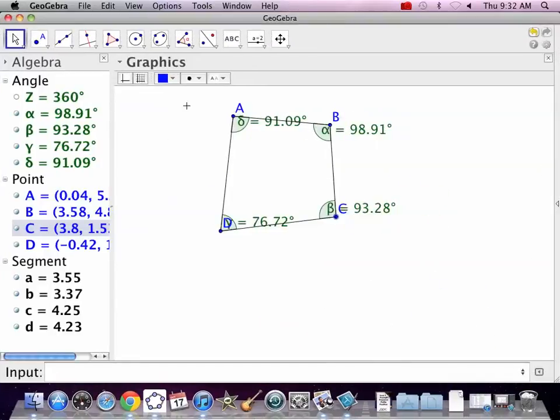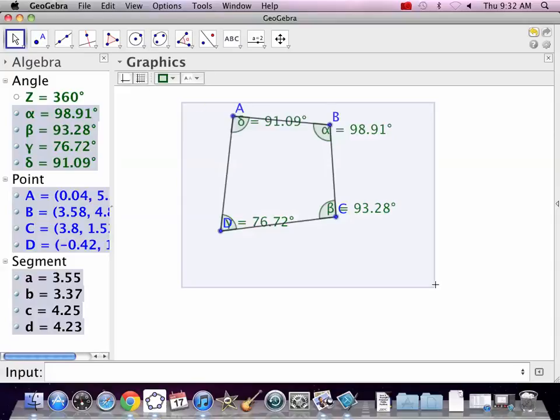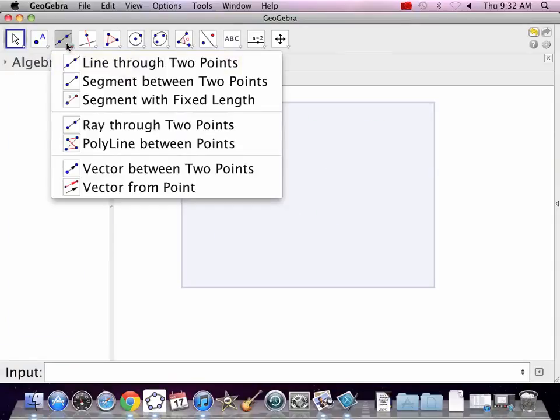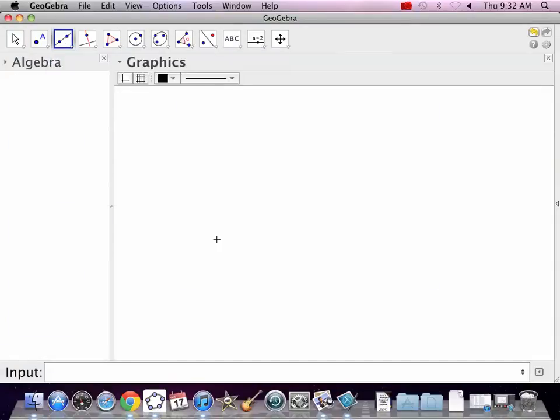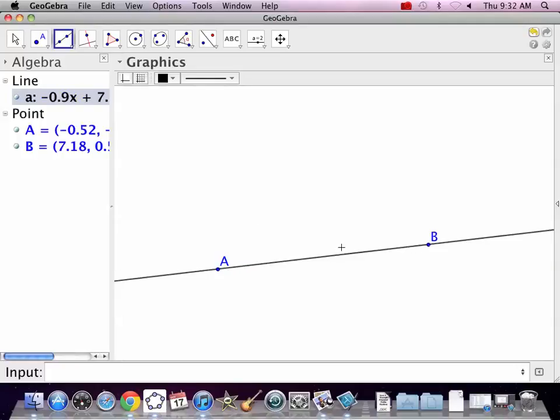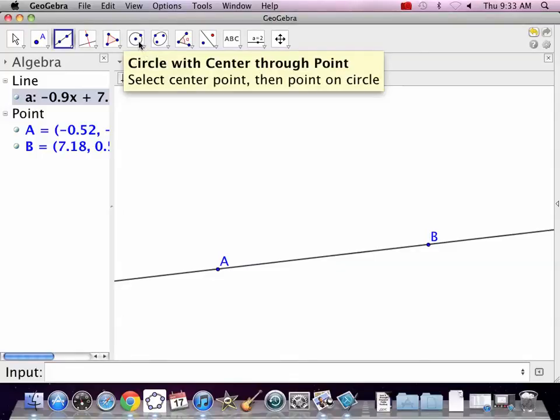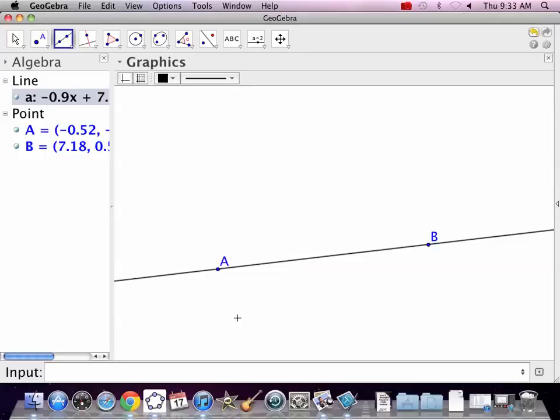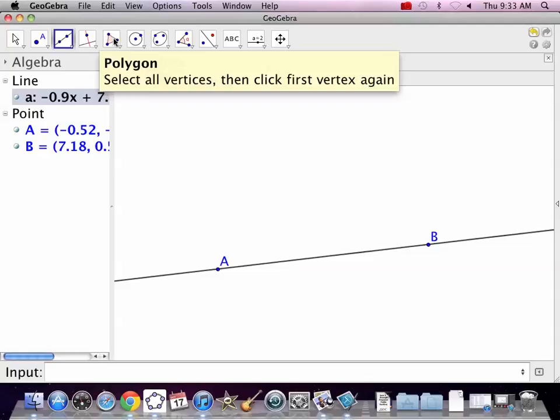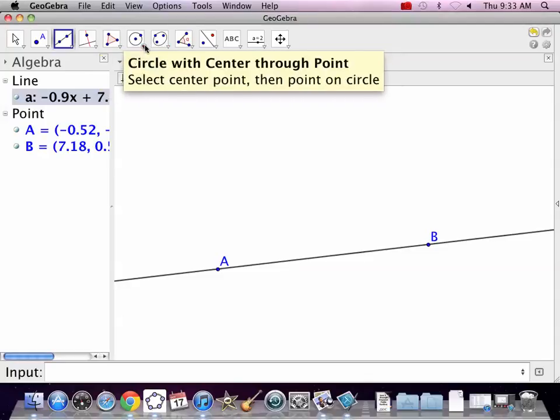So let's get rid of our old drawing and let's create a line anywhere. Now we need to create a parallel to that. Well, using circles, we need to create a couple of perpendiculars. So we're going to make a perpendicular going up, and then we'll make a perpendicular going sideways. Then those two lines will be parallel.